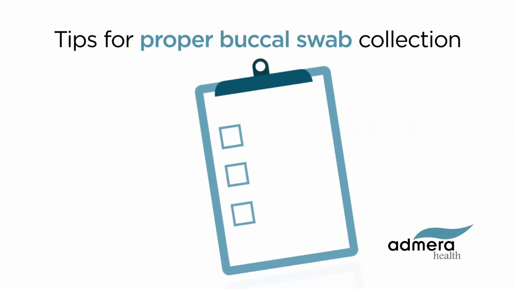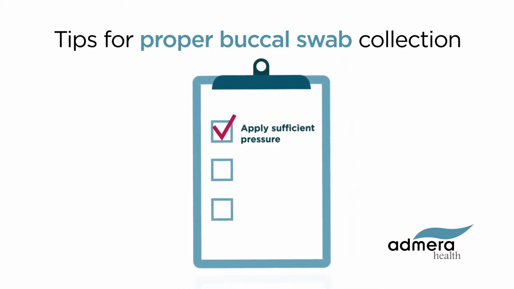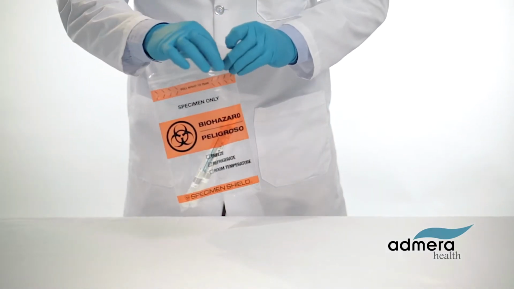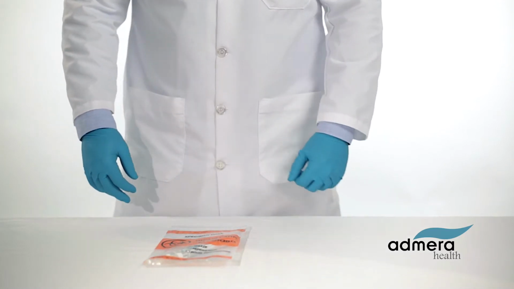Tips for proper buccal swab collection. With sufficient pressure, rub and rotate the swab for 30 seconds on the cheek and 30 seconds on the gum. Place the 2 buccal swab tubes into the biohazard bag and seal tightly to secure.